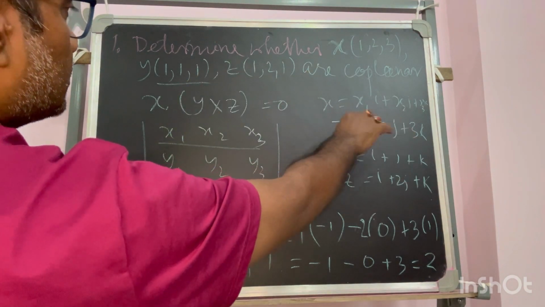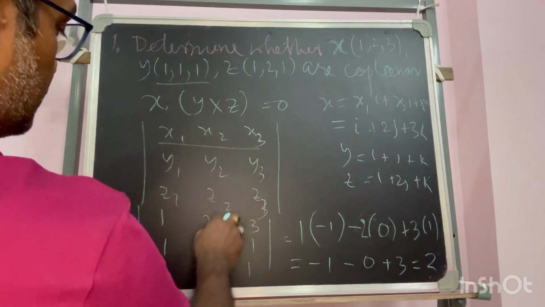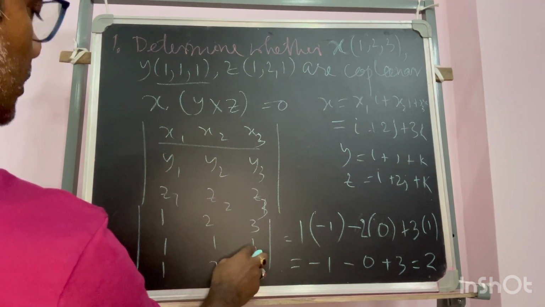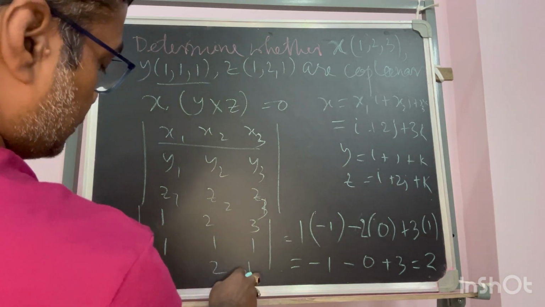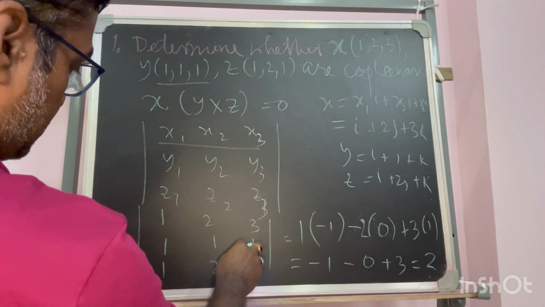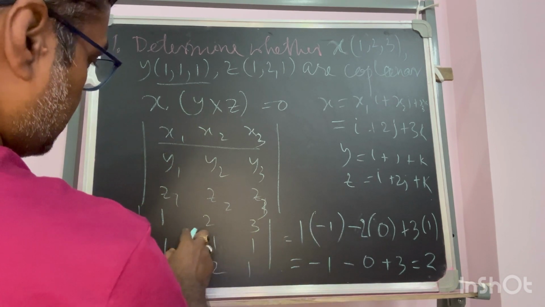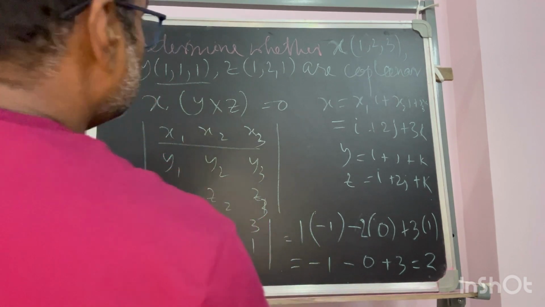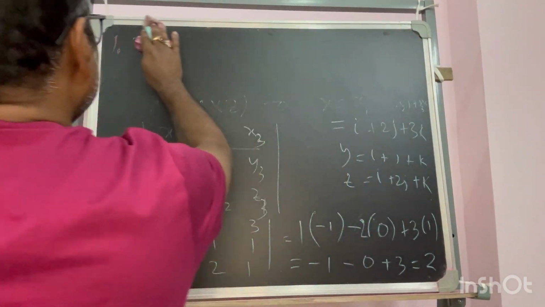I'm correct. If x is 1, 2, 3, 1, 1, 1, 1, 2, 1. So 1 into this, 1, 2 into this 0, 3 into this, yes. So these points are non-coplanar. Okay, now moving to the next problem.